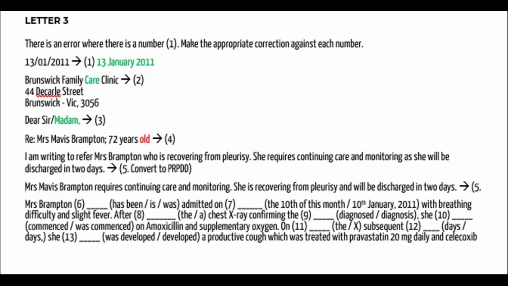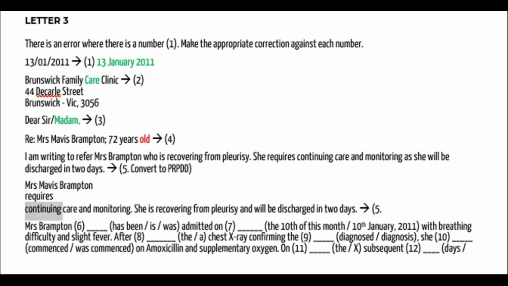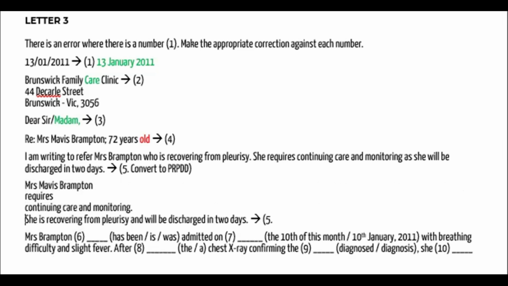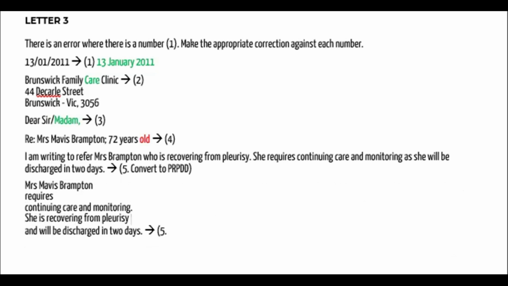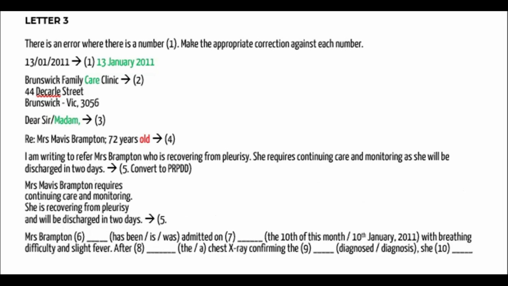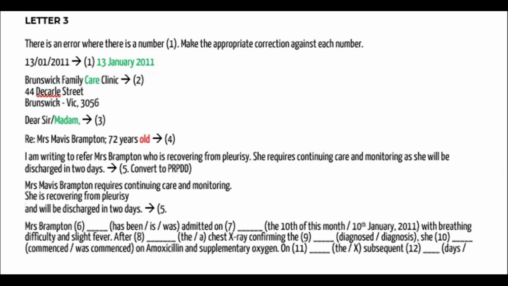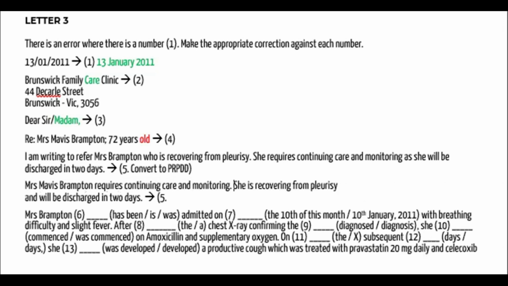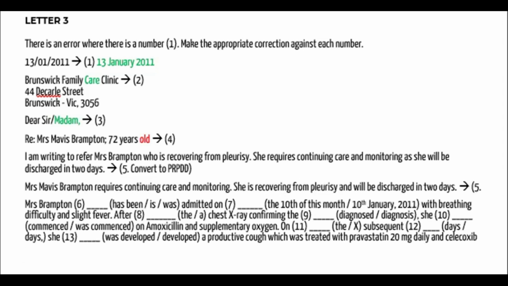Anyway, I'm not going to give a long speech on PRPDD because you will really dislike my repetition of these things. So Mrs. Mavis Brampton, patient name P, requires R, continuing care and monitoring, P, purpose. She's recovering from pleurisy, and that is a discharge condition, and will be discharged in 2 days is the discharge date. So altogether, we call it PRPDD. Requires what? Continuing care and monitoring. Continuing or continued, there is no change at all. That's okay. She is recovering from pleurisy and will be discharged in 2 days.